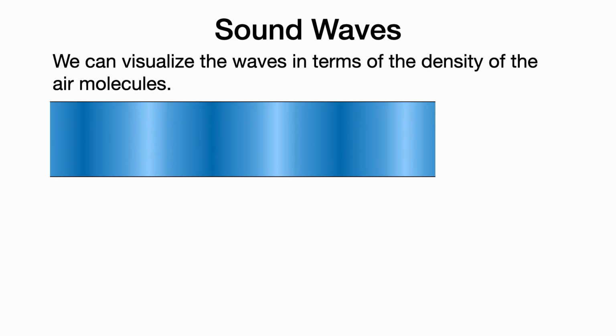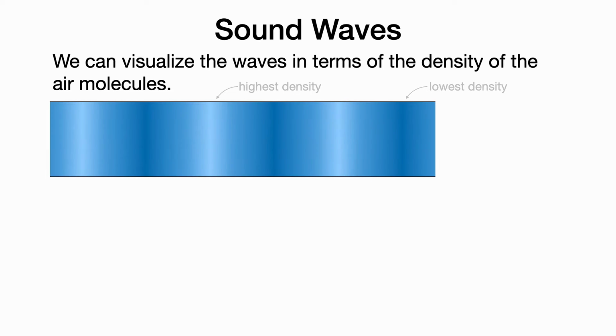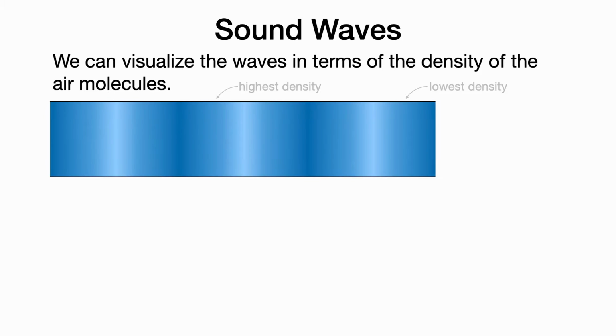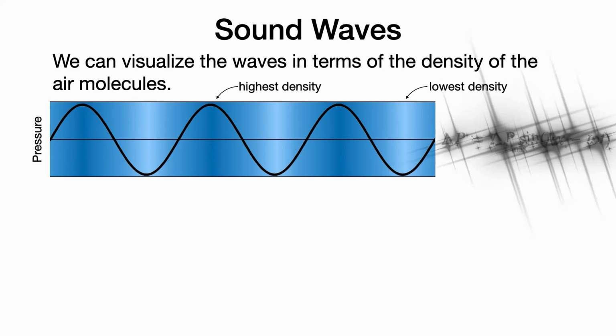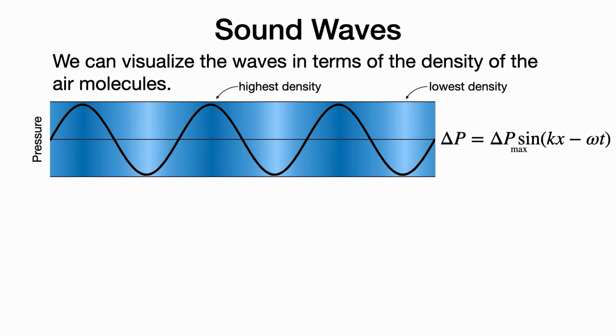We can visualize the waves in terms of the density of the air molecules. The highest densities are shown as the darker shades and the lowest densities as the lightest shades, and here we illustrate a wave traveling towards the right. If we wish, we can describe the sound waves in terms of the change in the pressure away from equilibrium. If the sound waves are sinusoidal, then we can describe them as the sine of kx minus omega t times delta p max, where delta p max is the maximum change in the pressure away from ambient pressure.